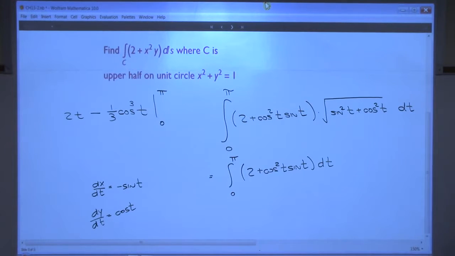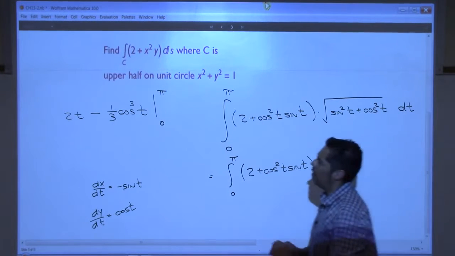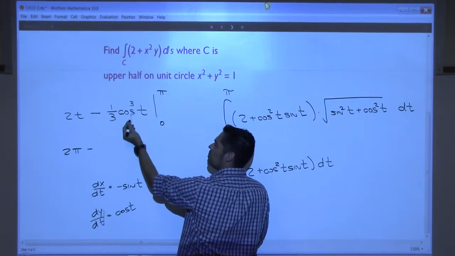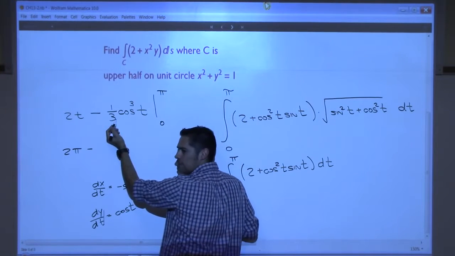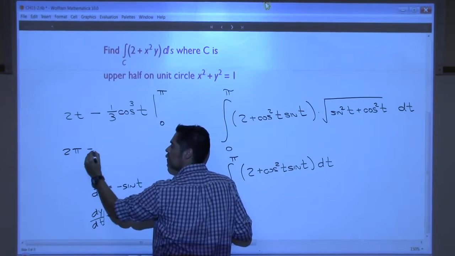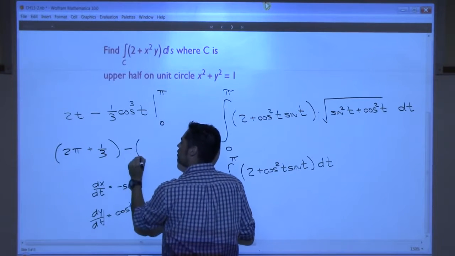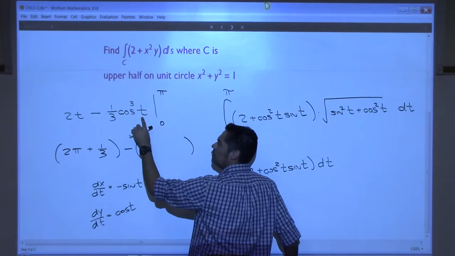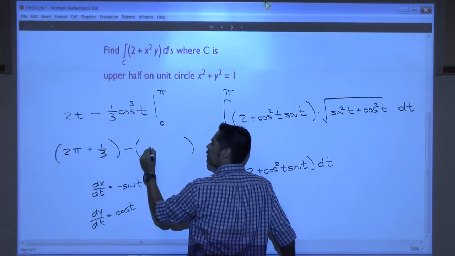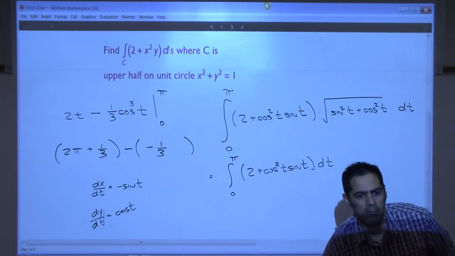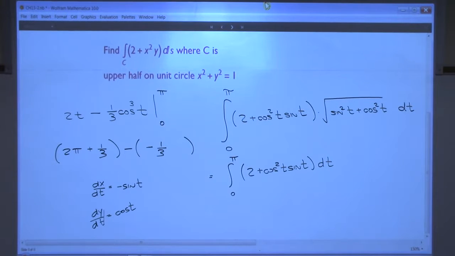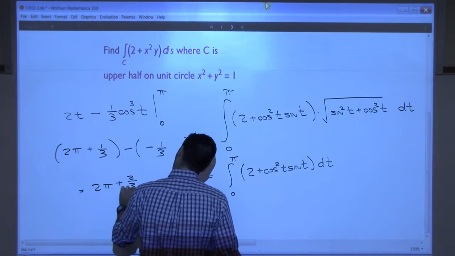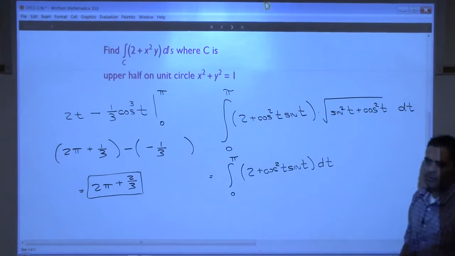Plug and chug now. So what happens when you plug in pi? You've got 2 pi minus, what's cosine of pi? -1 cubed. -1 times 1/3, that's -1/3, times minus, so plus 1/3. What happens when you plug in 0? Cosine of 0 is 1, cubed, 1, -1/3, so -1/3 in there. And -1/3 minus -1/3 is plus 1/3. So you get 2 pi plus 2/3. Good enough. You can get a common denominator if you want, but just leave it like that.